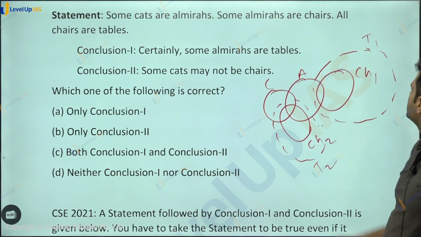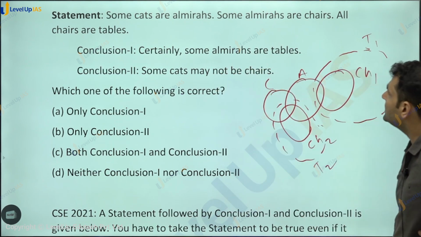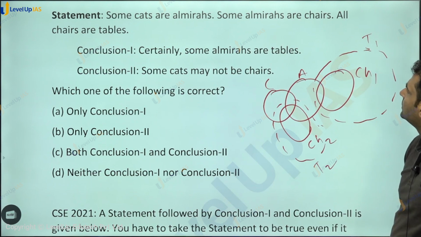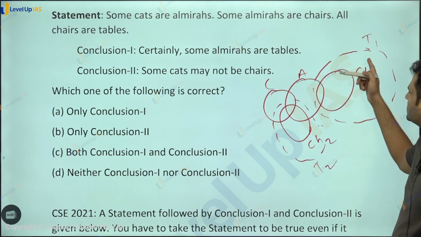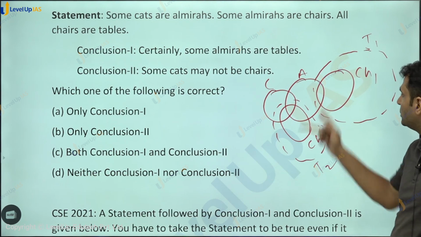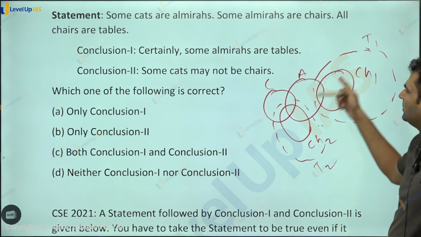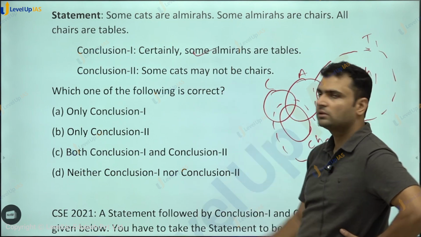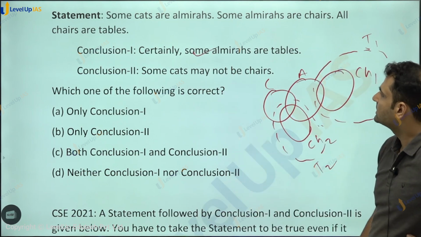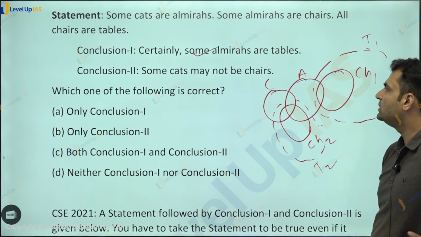Conclusions. All chairs are tables. Conclusions. Some almirahs are tables. See, yes, in both the cases, because some almirahs are chairs, and all chairs are tables, some almirahs have to be tables. No problem in that. Next, some cats may not be chairs.